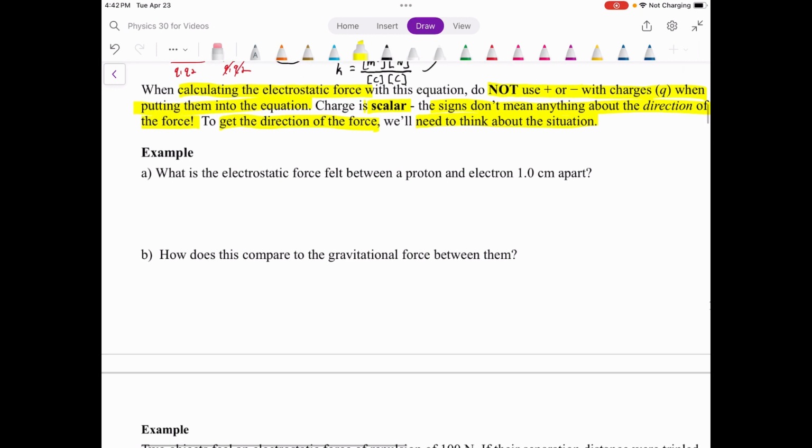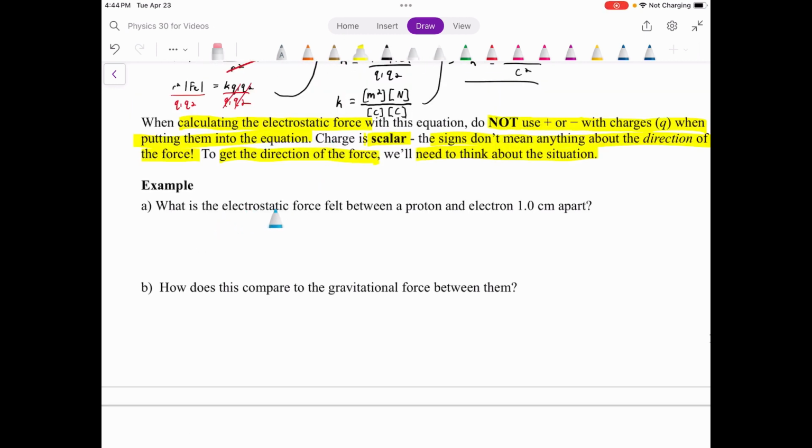Ready to try one out? This one asks us, what is the electrostatic force felt between a proton and an electron 1 centimeter apart? So let's go ahead and just draw our diagram here. I'm going to take a proton, which we know is positive, symbol P plus, and an electron. Obviously, they don't actually look like little balls, but that's the way we can represent them. So an electron, symbol E minus, and they are 1 centimeter apart.